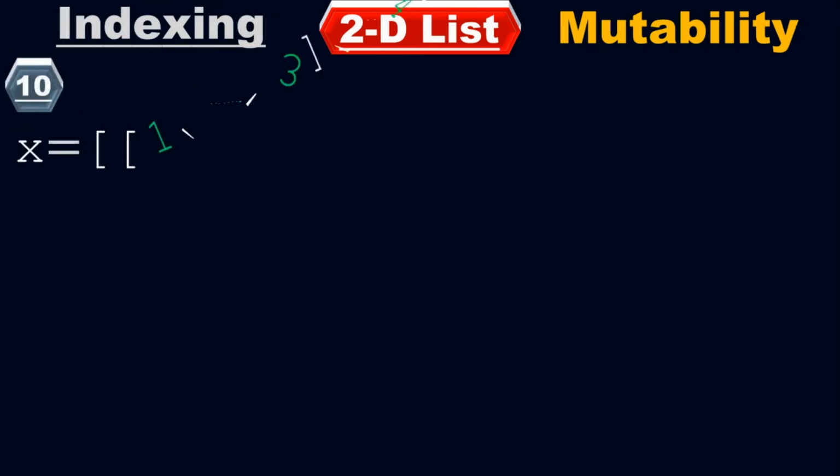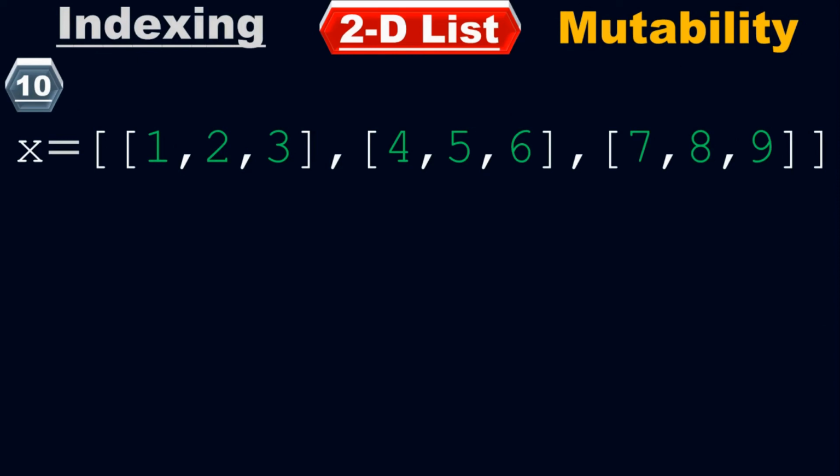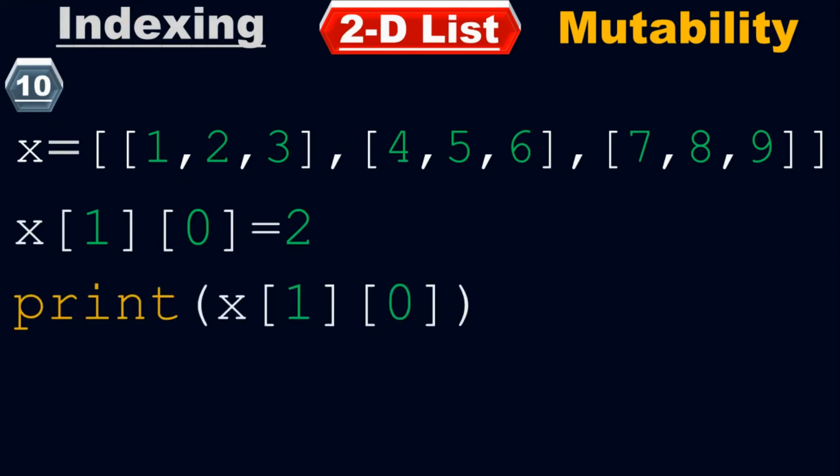Example number 10. x equals 1, 2, 3, 4, 5, 6, 7, 8, 9. This time let me take x of 1 of 0 equals 2. Take the print of x of 1 of 0. You will get 2 in the output. Look at index 1. Exactly at index 1 we have this item.